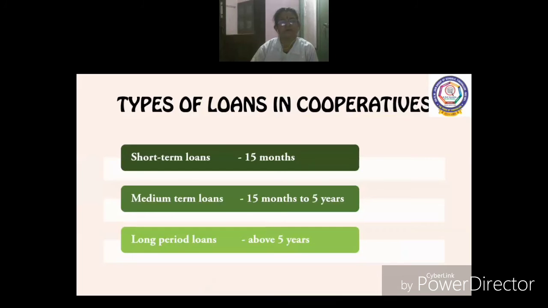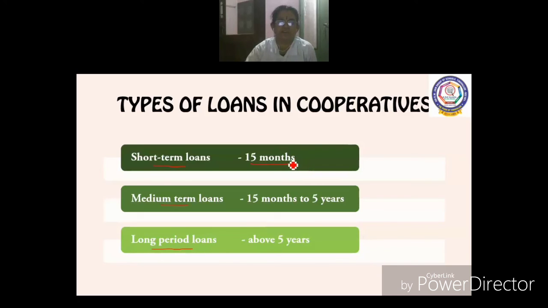Now let us see the types of loans in cooperatives. So there are different types of loans in cooperatives, that is, the credit provided to the farmers. Three types of loans I've mentioned here: the short-term loans, medium-term, and long period loans. These short-term loans stretch up to a period of 15 months. Within 15 months, the farmer has to repay the amount, in small installments.